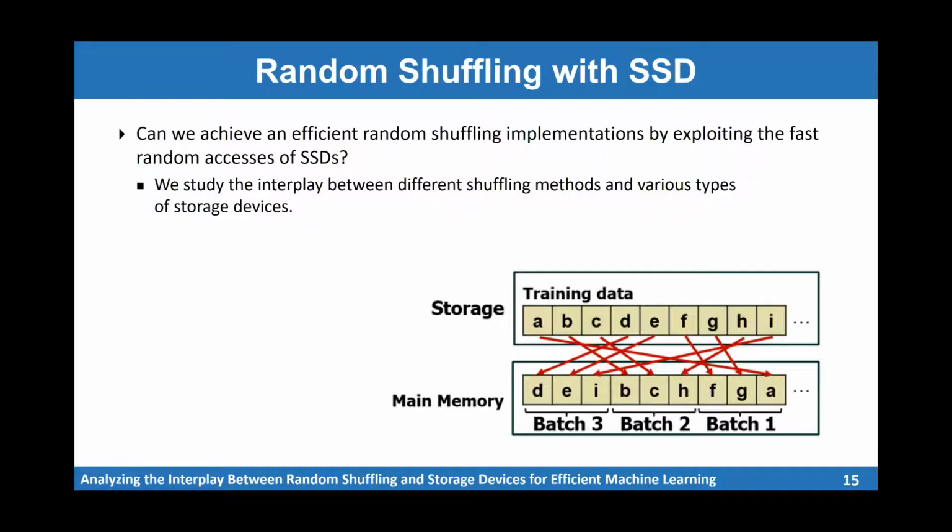So the problem we study in this paper is: can we design a more efficient random shuffling implementation than BMF or TFIP by exploiting the fast random access property of SSD?